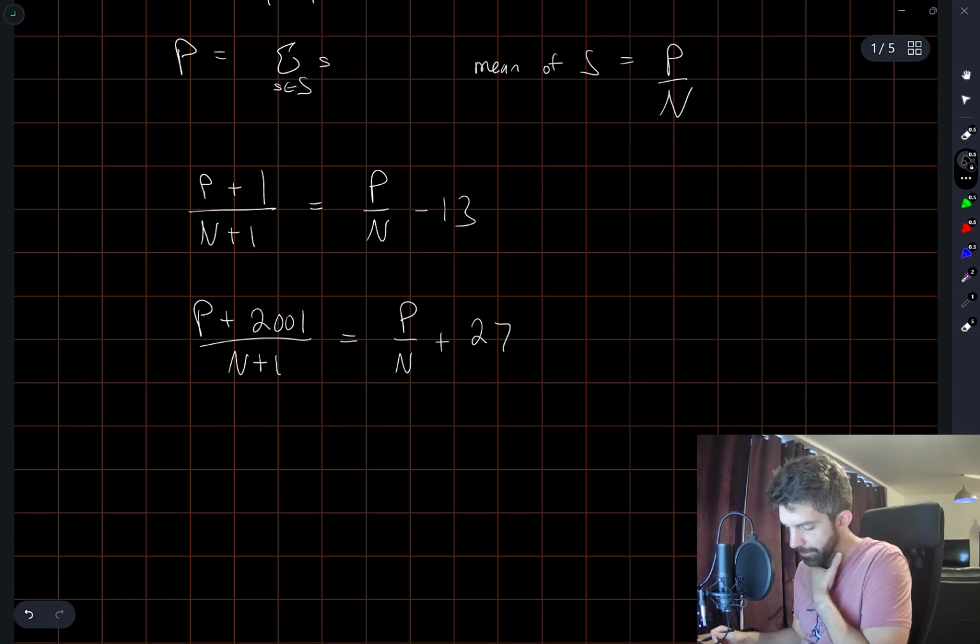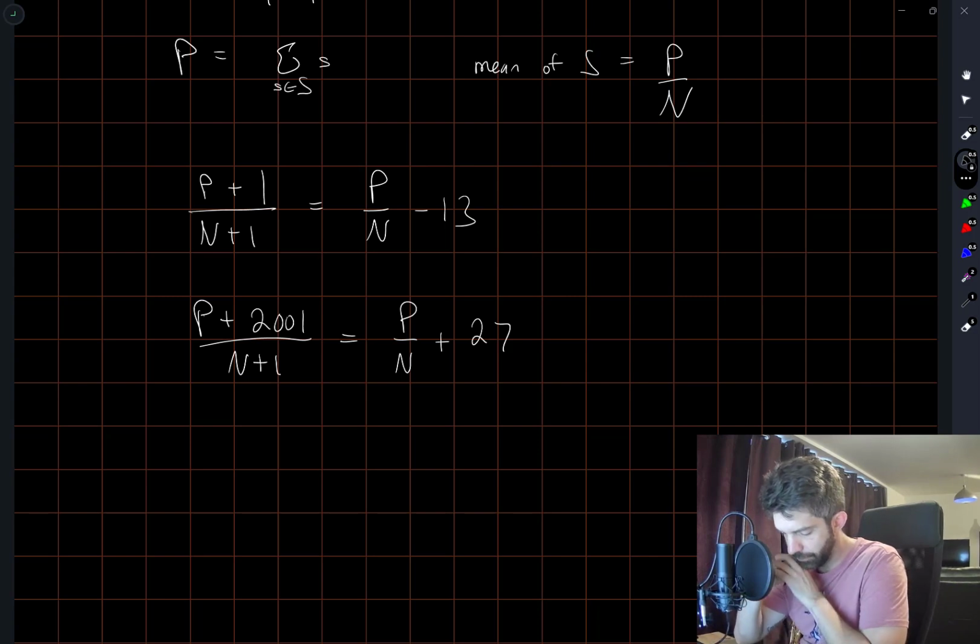Now, P does not have any restrictions. We're just told that it's a set of distinct real numbers. N, of course, has to be a positive integer. So how could we figure out what this system of equations, how do we get P over N from this?